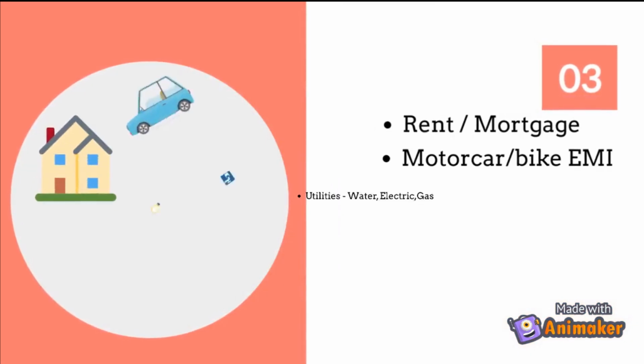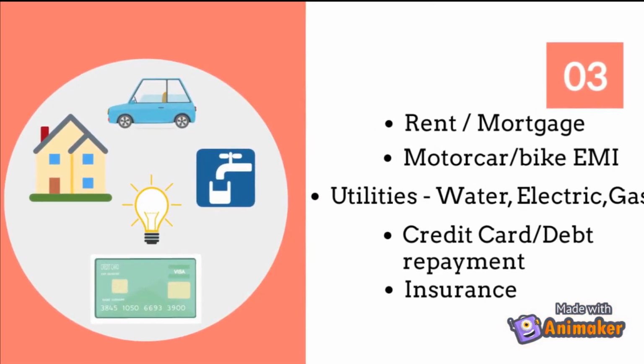Here is a list of categories to include in your fixed expenses. Rent. If you're not renting, you're probably paying mortgage. And if you're paying mortgage, there are property taxes to take into account. And if you're in a condominium or apartment, there are strata fees and condominium fees.